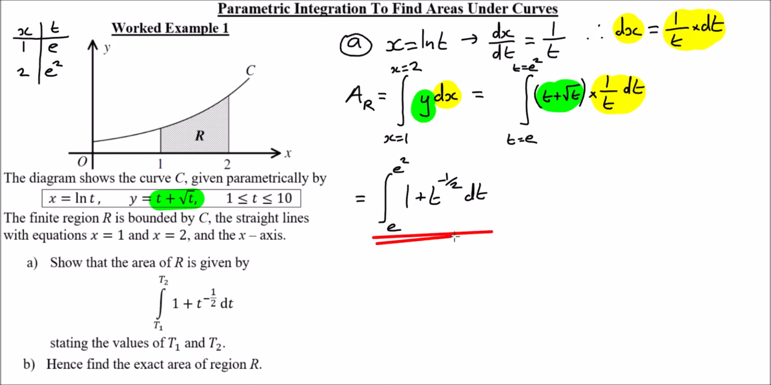And I've worked out t1 and t2. I've stated these. In fact, let's just say again, t1 equals e, and t2 equals e squared. Part B is now to actually take this integral.